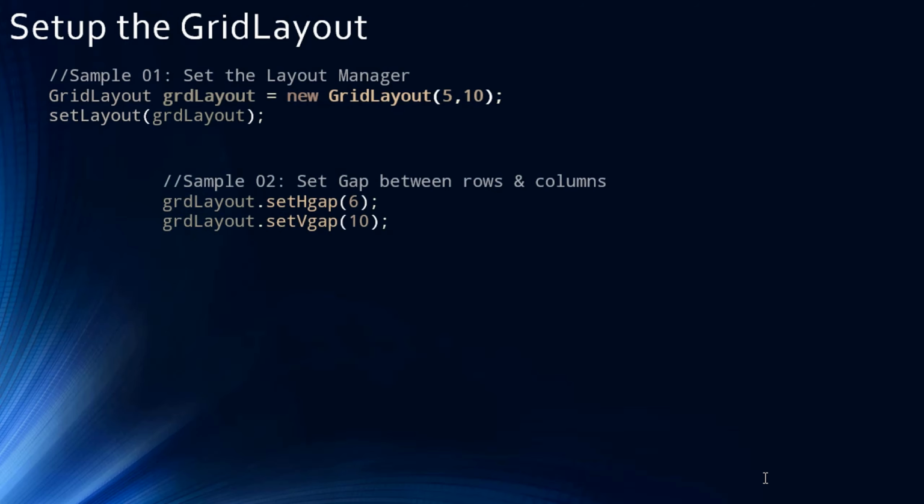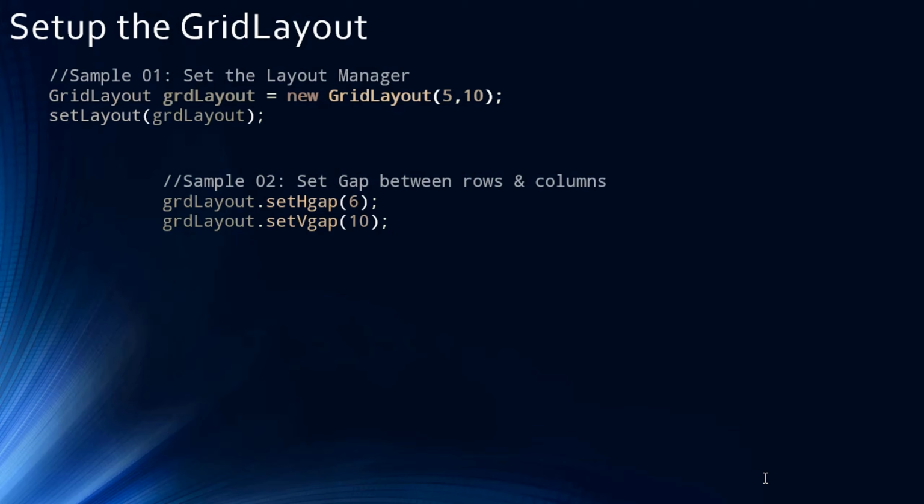After this, we are making use of set horizontal gap and set vertical gap. So set H gap will set the horizontal gap. Here we are passing 6. That means the gap we want is 6 pixels. And vertical gap we are setting 10. That means we want a 10 pixel vertical gap between the buttons. So the buttons will be arranged in a grid of 5 rows, 10 columns fashion.